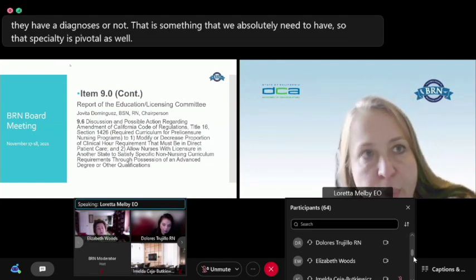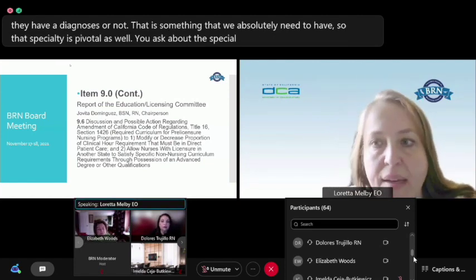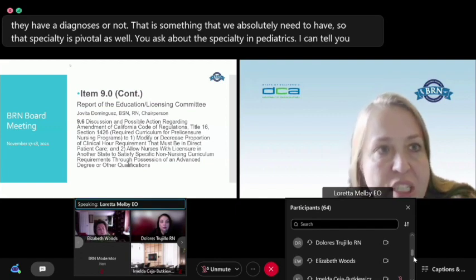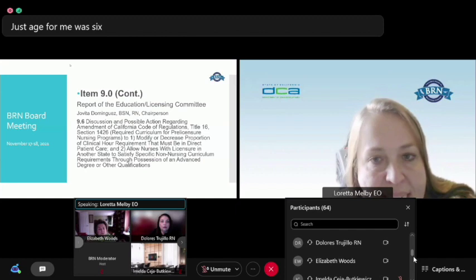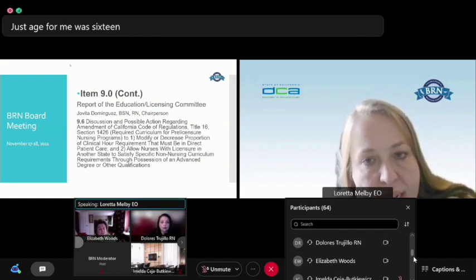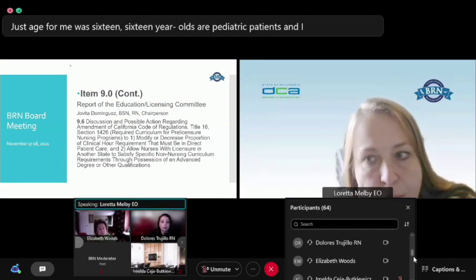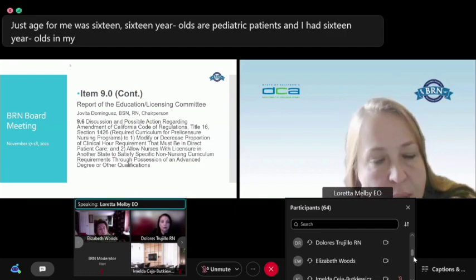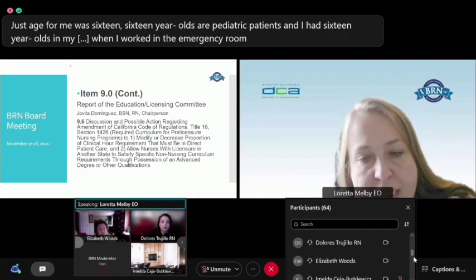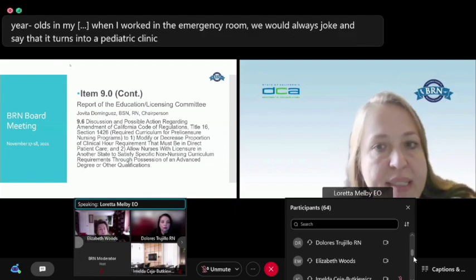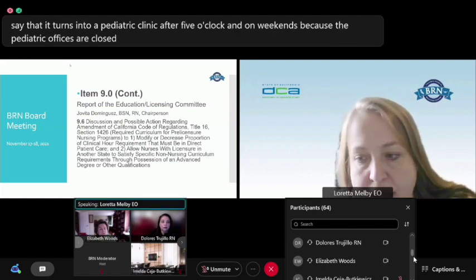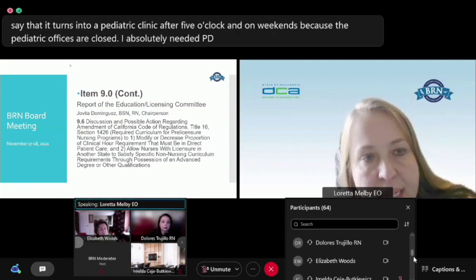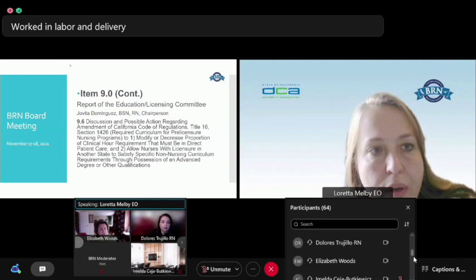You ask about the specialty of pediatrics. I can tell you that when I worked in ICU, the lowest age limit for me was 16. 16-year-olds are pediatric patients, and I had 16-year-olds in my ICU. When I worked in the emergency room, we would always joke that it turns into a pediatric clinic after 5 o'clock and on weekends because the pediatric offices are closed. I absolutely needed pediatrics. When I worked in labor and delivery, I delivered a baby on a 12-year-old.